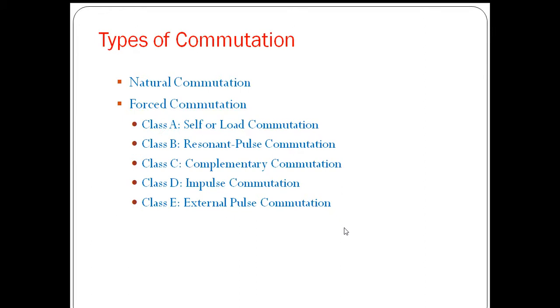Types of commutations. Just now we discussed that there are mainly two types: natural commutation and forced commutation. Forced commutation is further classified into class A, class B, class C, class D, and class E commutations. Different circuits are implemented according to the requirement, and we use them in practical circuits depending on the load and supply system where we implement this commutation process.